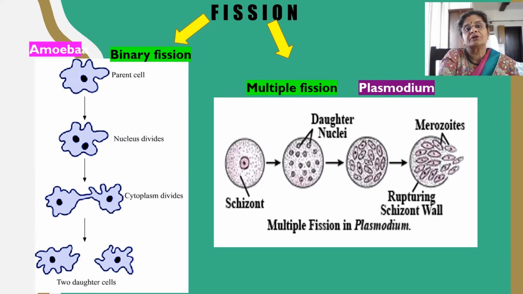Now, what are the two types of fission? Binary fission and multiple fission. Binary fission example amoeba, paramecium, euglena and leishmania. Multiple fission example is monocystis and plasmodium, which causes malaria.